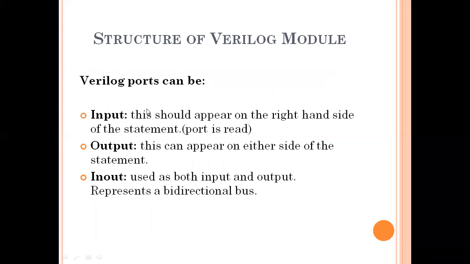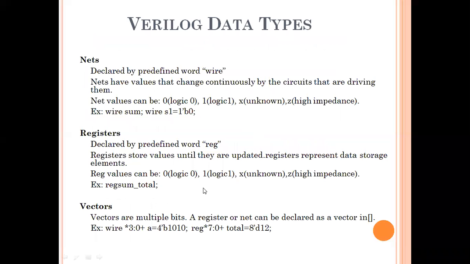In the structure of a Verilog module, Verilog ports can be input, which should appear on the right hand side of the statement. The port is read. Output can appear on either side of the statement. Inout is used as both input and output to represent a bidirectional bus. One of the important points is the data types in Verilog. Commonly used are the nets and register data types in Verilog, right?